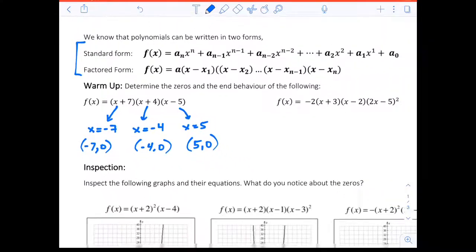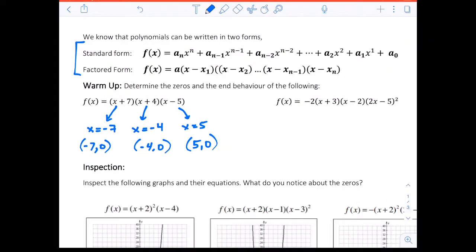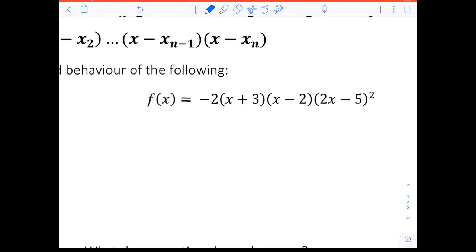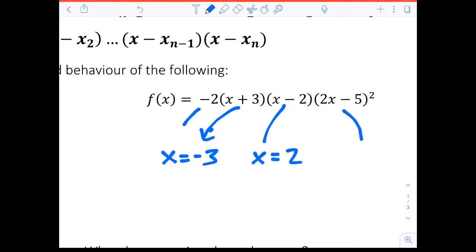Same goes for the second example that we have over here on the right. This one has multiple factors as well, so we want to figure out which value of x makes each of these factors 0. So we have this -2 out front. There is no value of x that would make this factor 0 because it's just -2, it's a constant. But we do have a second factor here, the bracket. A value of -3 would make that 0. We have x minus 2. An x value of +2 would make it 0. And then the last one that we have over here, its x-intercept would end up being at 5/2, or 2.5.